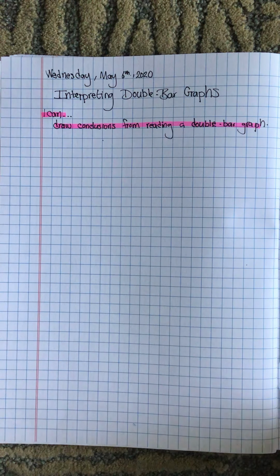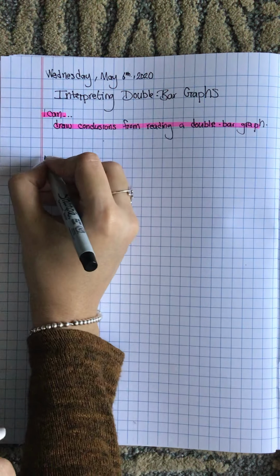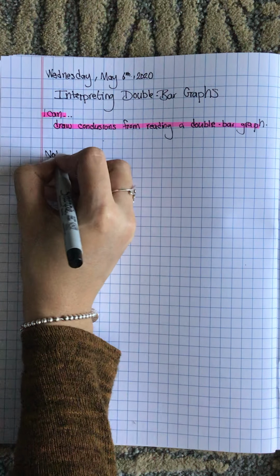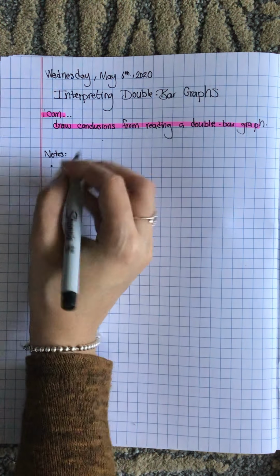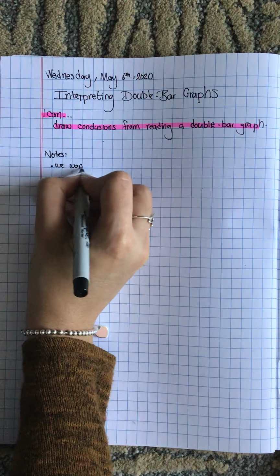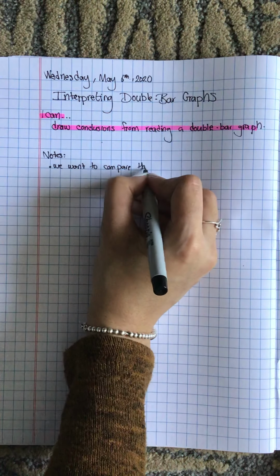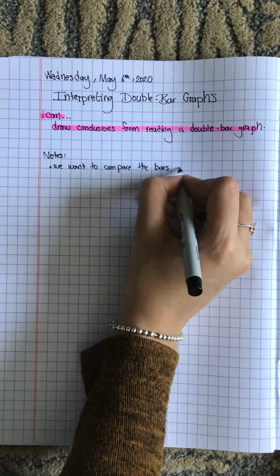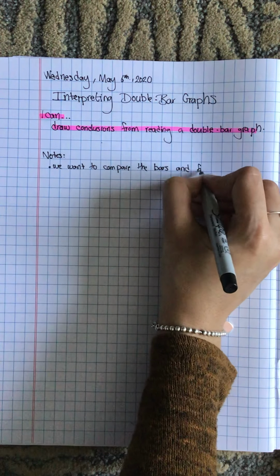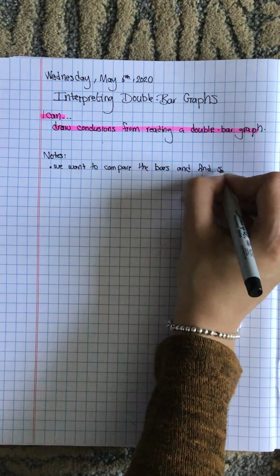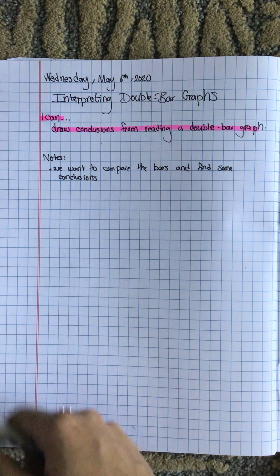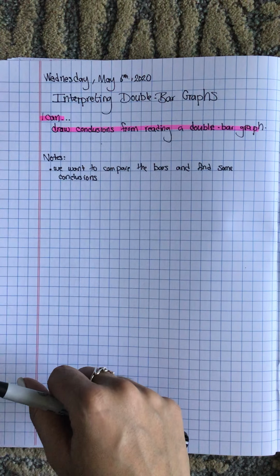Now, I'll write just this down as some points, maybe just some notes. So the idea is we want to compare the bars and find some conclusions. I'm not going to draw that bar graph from yesterday. I want you to write that down. We want to compare the bars and find some conclusions.